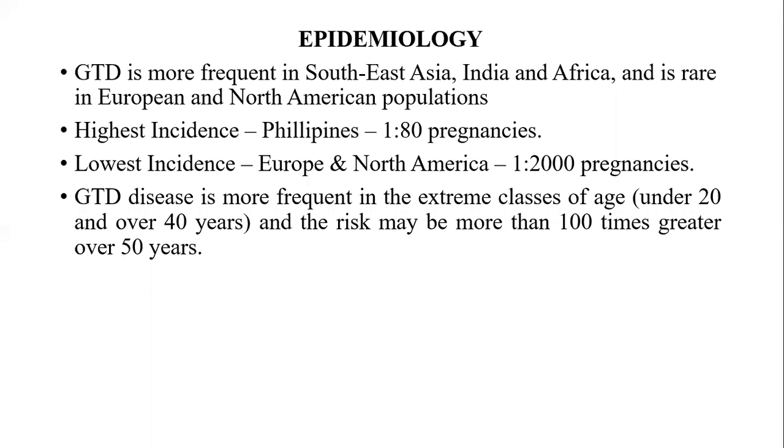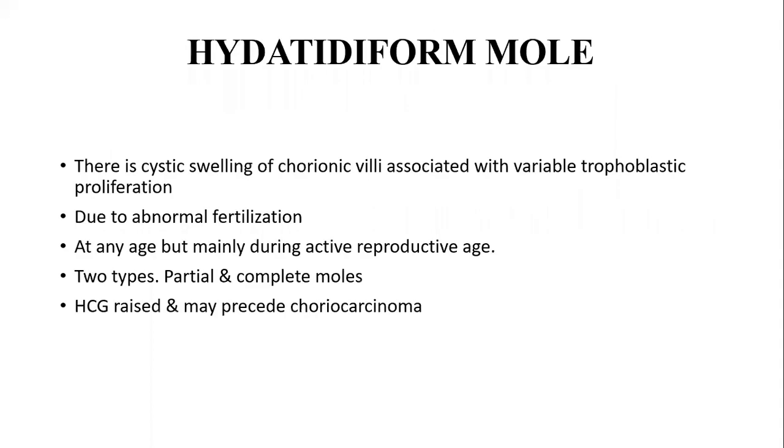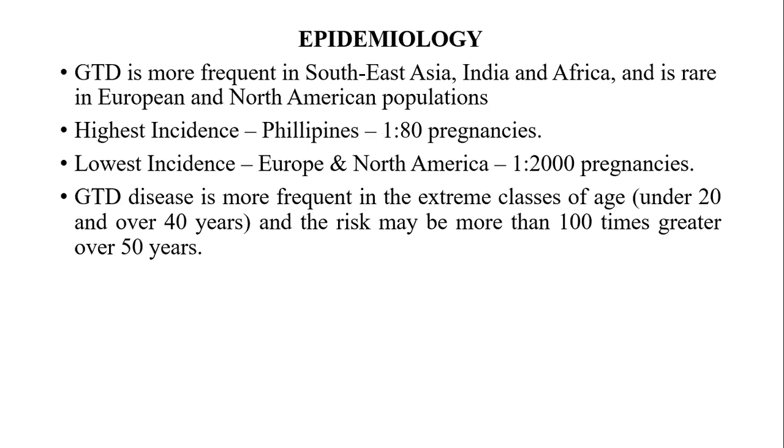Does the partial mole always precede choriocarcinoma, or is it the complete mole from your previous slide? Maybe you'll discuss it later, but the risk of a partial mole becoming persistent is less than 5%, as opposed to complete moles, which is around 15 to 20%. Okay, thank you for the correction. Maybe you've captured it in the subsequent slide. I could be jumping the gun. Okay.